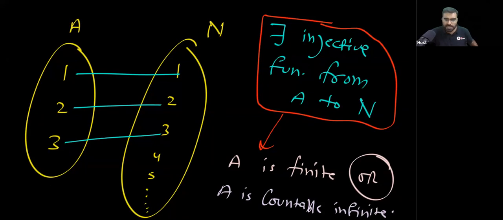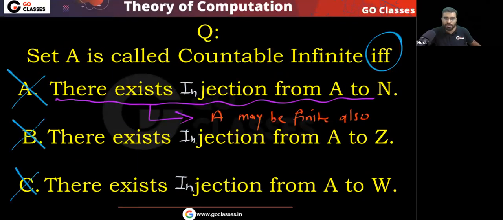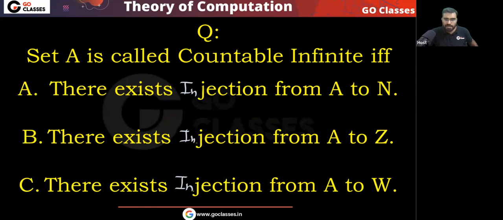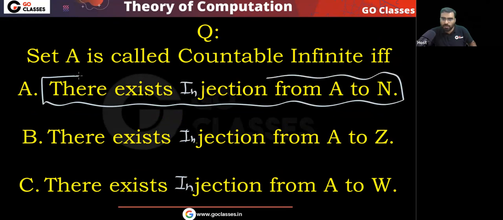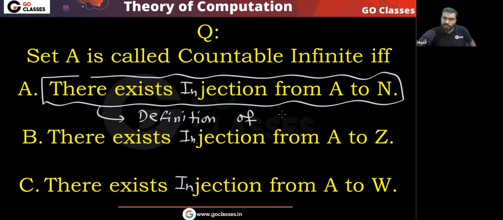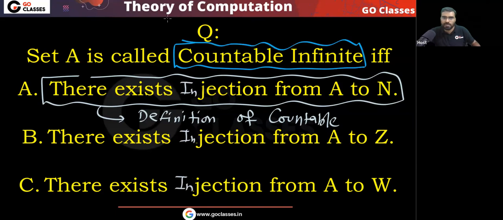Okay, so please understand why this statement is false. Let me know why these are false. I am saying all of them are false. Why? Because this is the definition of countable. Yes or no? This is not the definition of countable infinite. The question is asking for countable infinite. Did you understand?